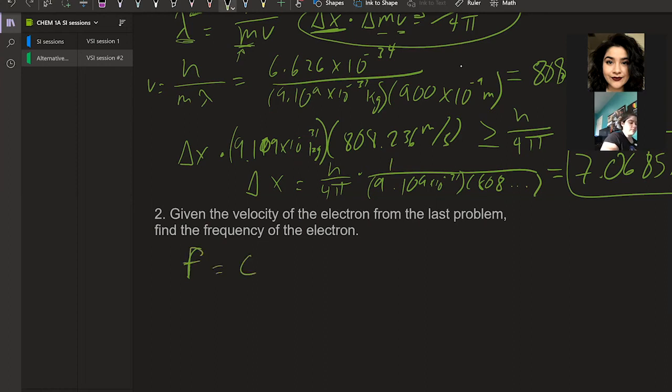F is equal to C over V. That's what I'm referring to. If you don't have this equation, and honestly you don't even need it for this problem, you could use C equals F lambda. You could use either of these equations, the velocity that you found or the wavelength. I'll just do both just to make y'all feel better, so you don't feel like you have to use one thing or the other.